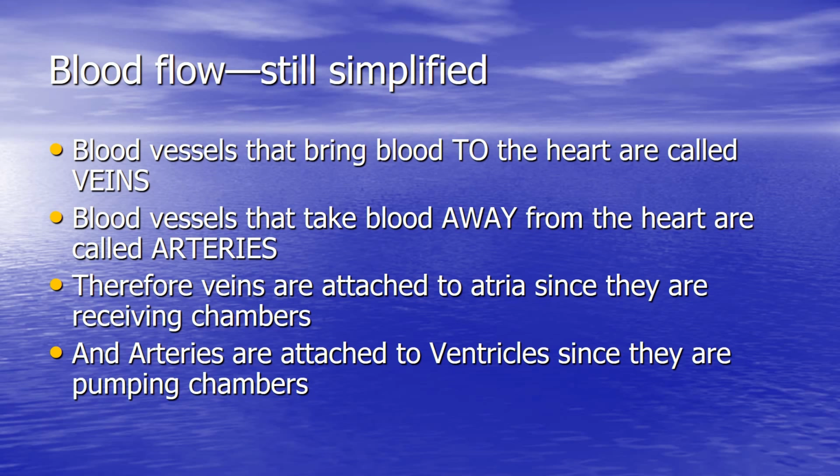Arteries, on the other hand, are attached to the ventricles. The ventricles pump the blood out of the heart, and therefore arteries are attached to them to take blood away from the heart. Just want to do a quick summary here. So veins bring blood to the heart, and veins empty into the atria, the right and left atria. The right and left atria pump this blood into the pumping chambers, the right and left ventricles. The right and left ventricles pump blood out of the heart into the arteries.